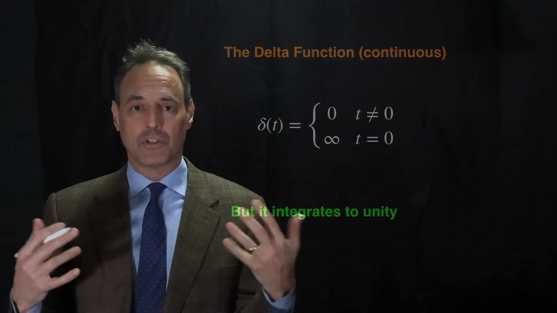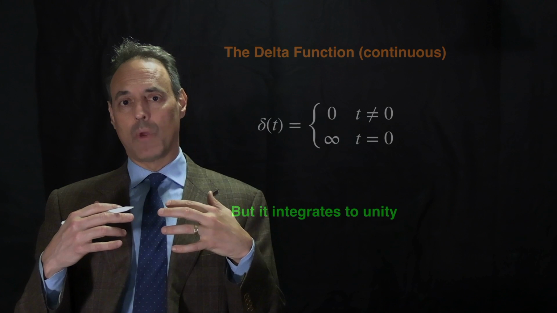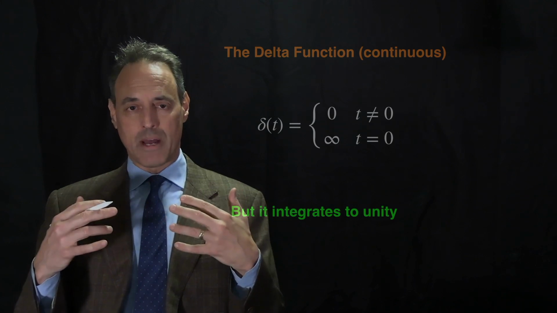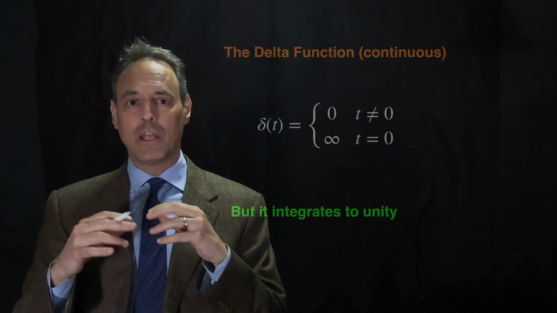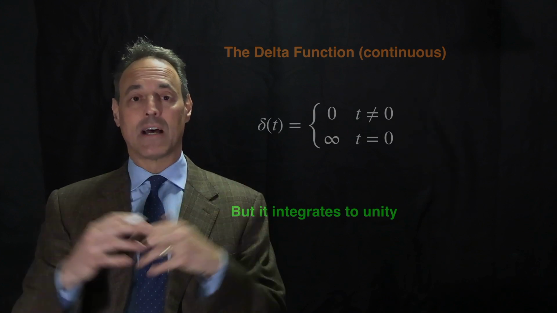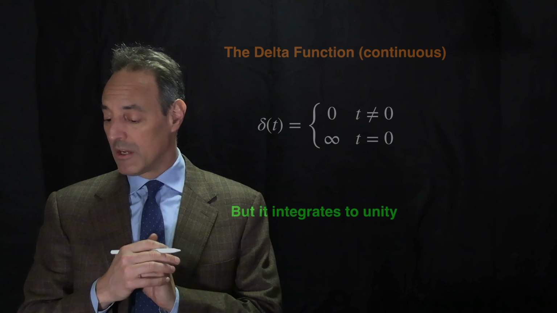I'm going to show you how to do this, but basically this function has an interesting property. It's not even a function. That's why we have an alternative way of thinking about it, called distribution theory, which makes sense of this as a function only provided it's inside of an integral. But we integrate it to unity.